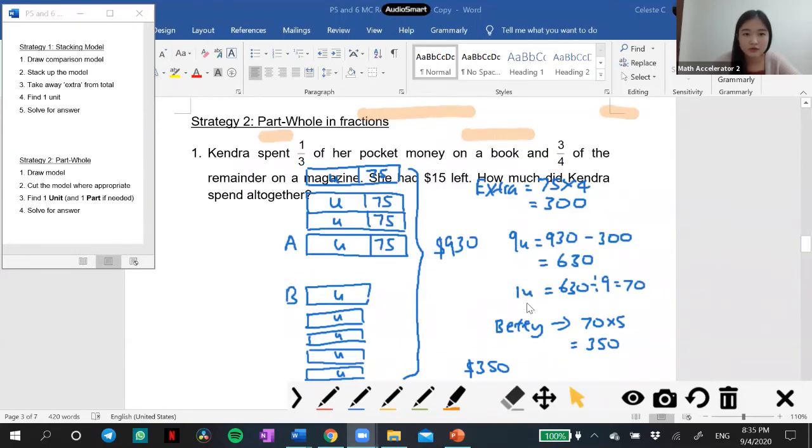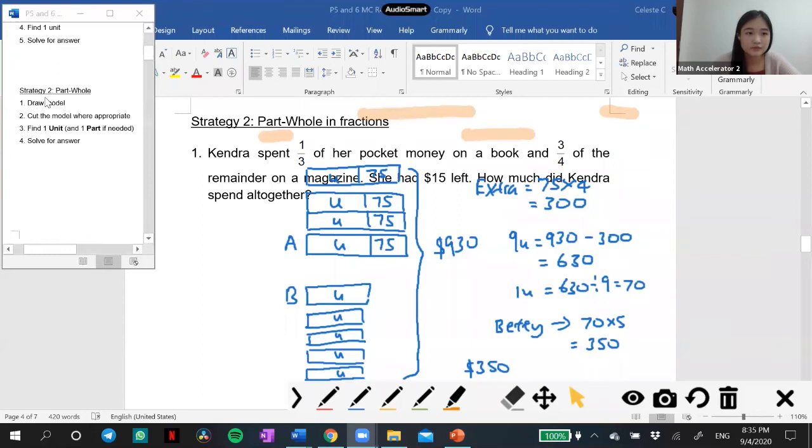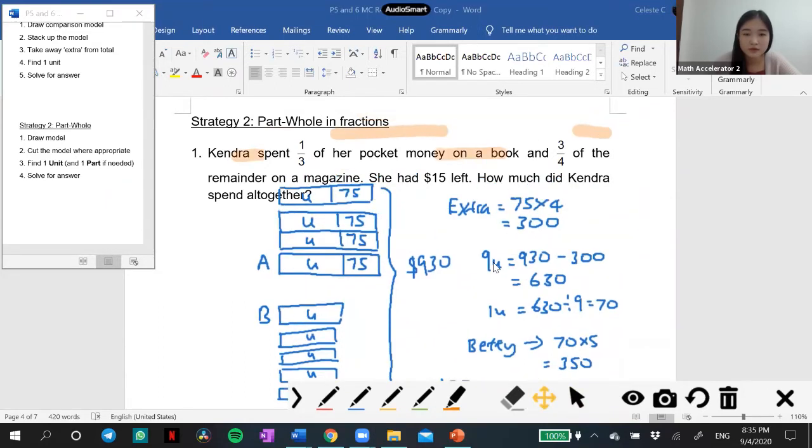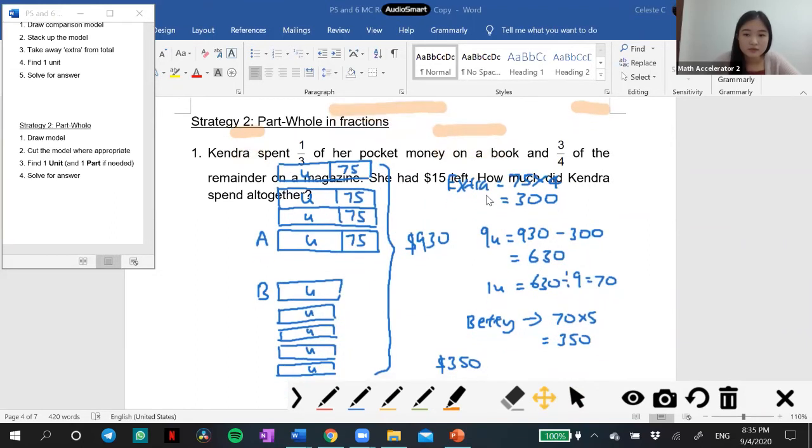Right, let's carry on to the next strategy. Okay, let me clear this. Okay. Right, I'll leave it here for a bit longer while I explain strategy 2. So strategy 2, cut whole in fractions, right? You draw the model again, cut the model where appropriate, and then find one unit or one part before you solve for the answer.